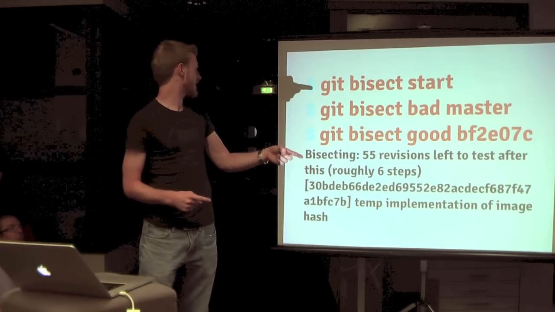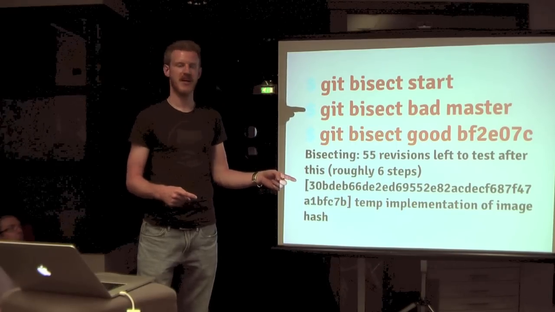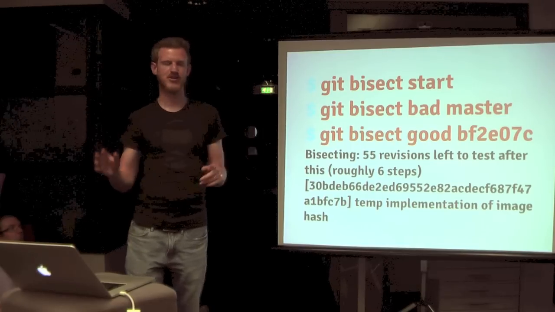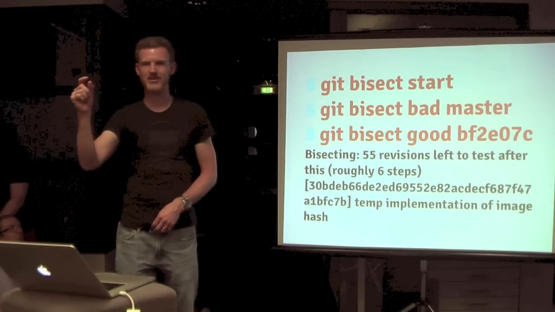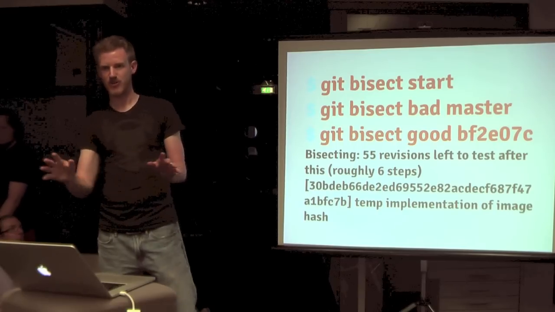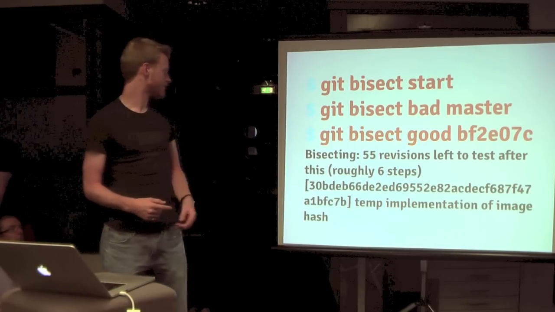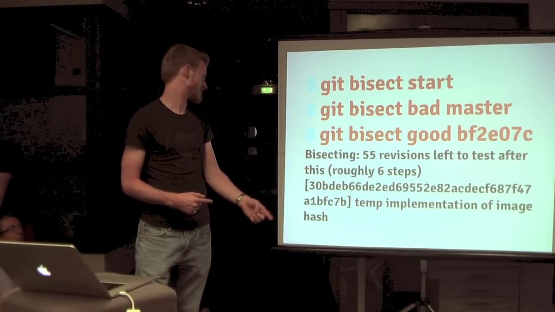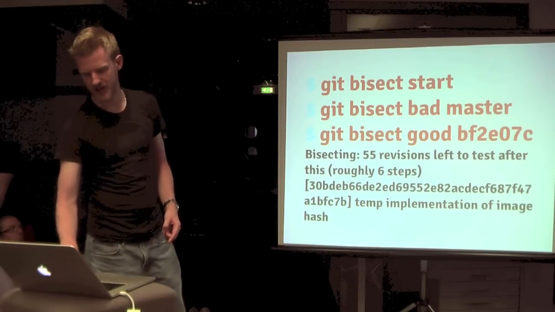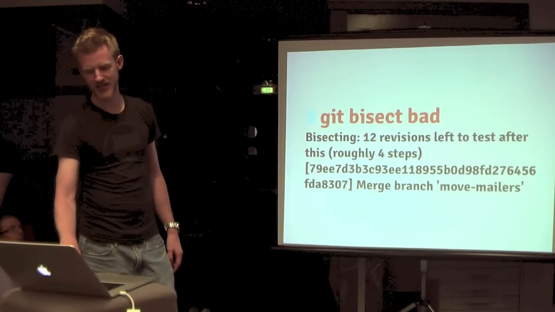So what I would type is git bisect start, which kicks off the process. Then git bisect bad master, that's not saying your boss is a nasty person, but saying that the top of the master branch is bad, that it doesn't work. And then git bisect good, and then specify a revision that does work. Then it says, bisecting, 55 revisions left to test after this, roughly six steps. So then what I will do is basically go through a bunch of commits, typing good, bad, etc.